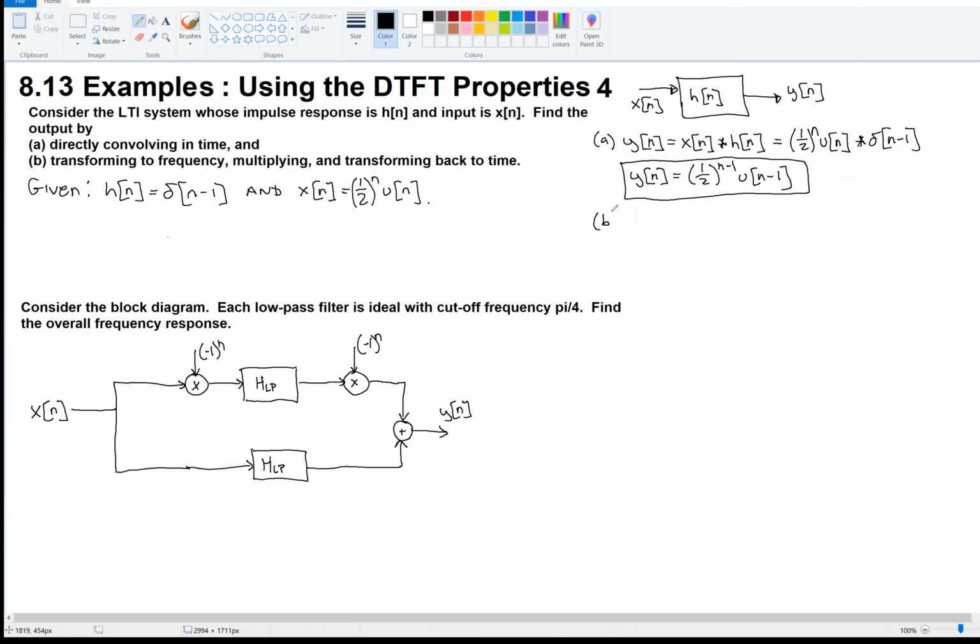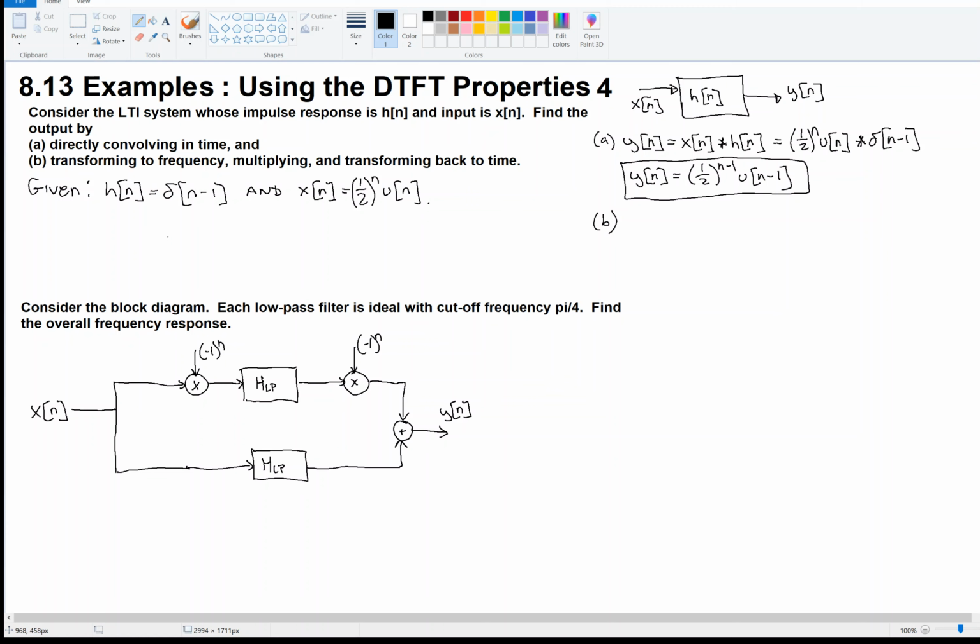All right, let's look at B. Transforming to frequency, multiplying, and transforming back to time. In this example, B happens to be the longer of the two parts. Usually you have the option of convolving or multiplying in frequency. When the convolution is dealing with impulses, then you probably want to convolve. But we're going to do both just to show you that they are the same thing.